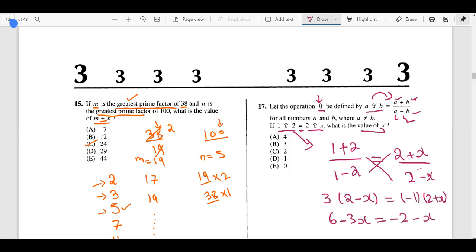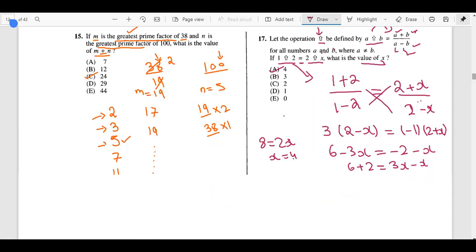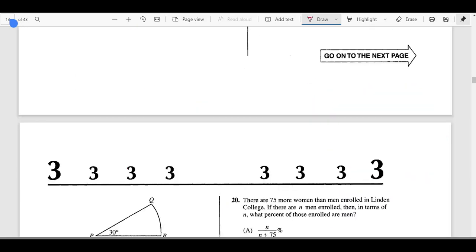So this is going to be 6 plus 2 equals 3x minus x. And finally, we are going to get 8 equals 2x. So x is 4. So A is the answer. Is it clear? Yes, ma'am. Okay, perfect. We're done with the 17th question.